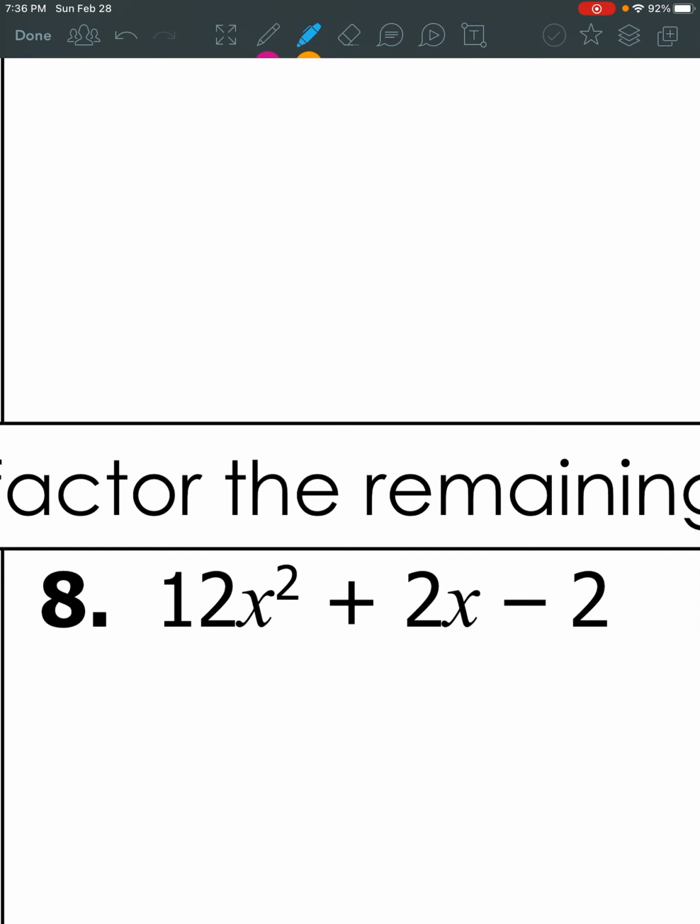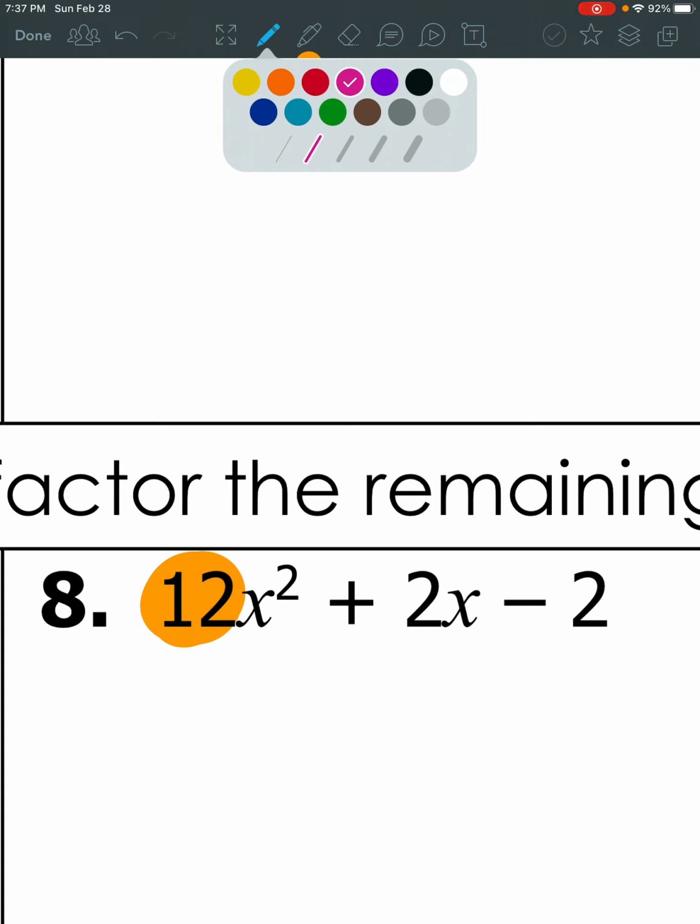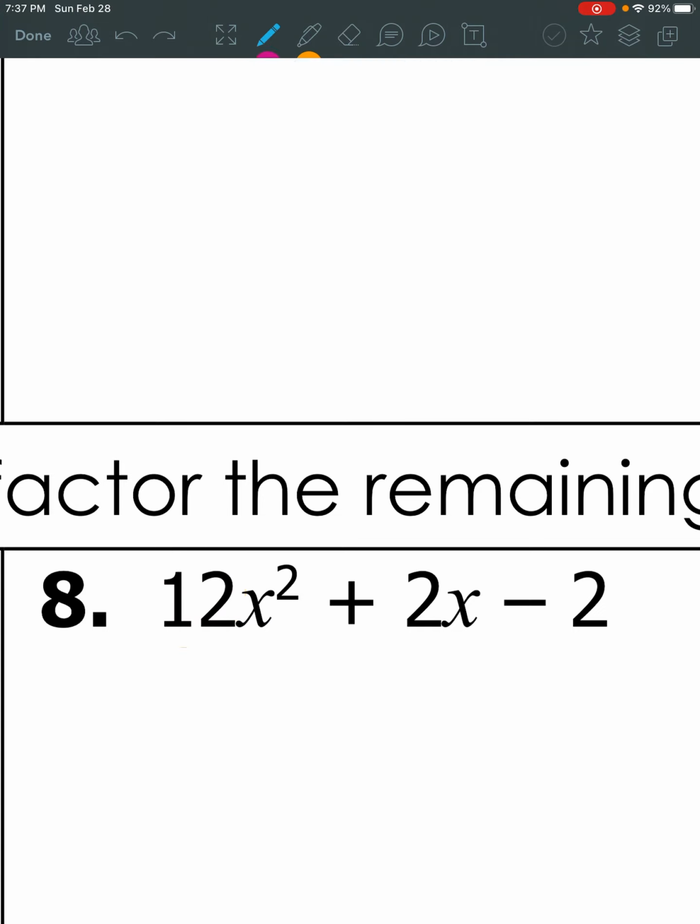And one more I'm going to do with you. So a term is our 12. So this is, I'm going to do our slip and slide. Whoops, I forgot something though. We need to pull out the GCF. So this example, we have 12x squared, we have 2x, and we have minus 2. So we're actually going to pull out a GCF of 2. And then divide everything that is left. So 6x squared plus x minus 1.